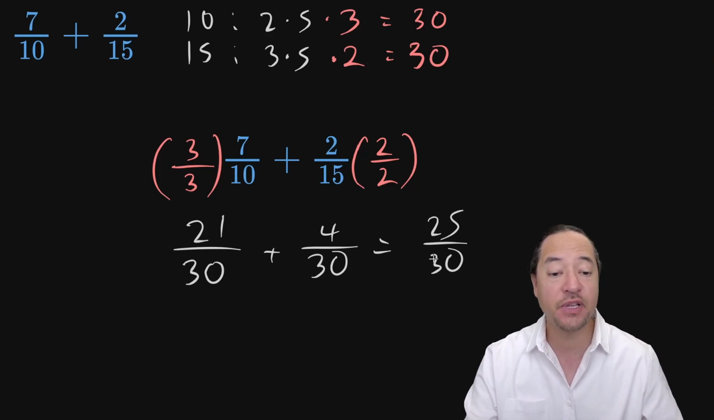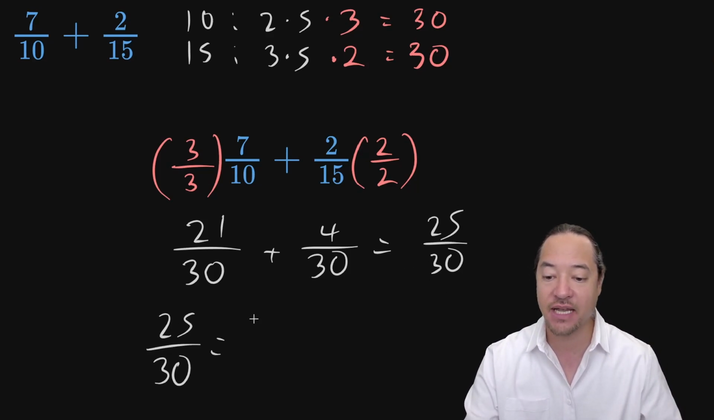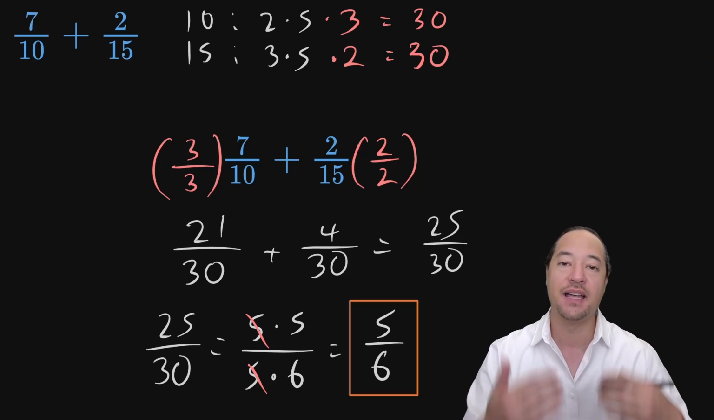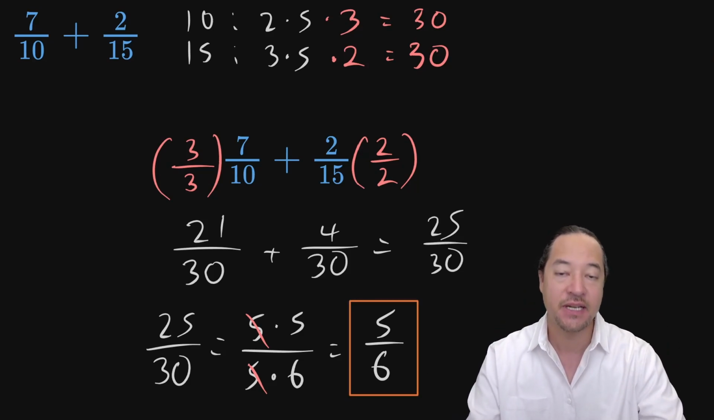And we can actually simplify this, right? So 25 over 30, that's the same as 5 times 5 over 5 times 6. And so this common factor of 5 is going to cancel out. And we'll be left with just 5 over 6. Okay, so there we go. That's our answer for the very first one. Let's take a look at problem number 2.